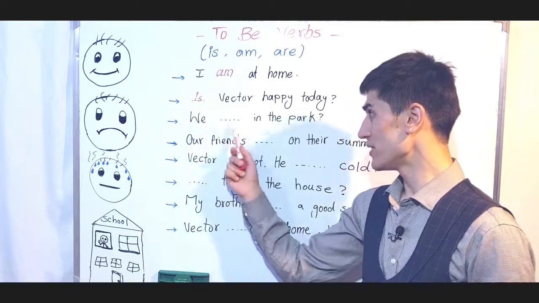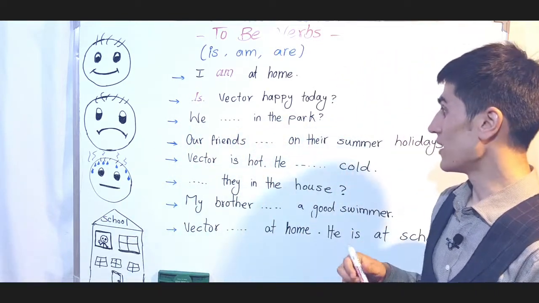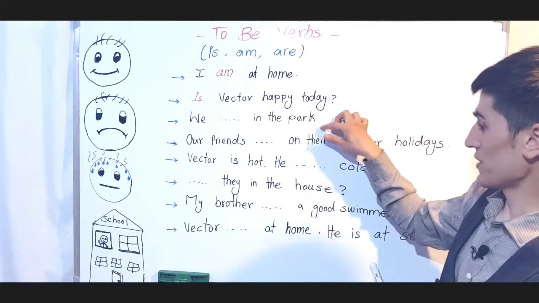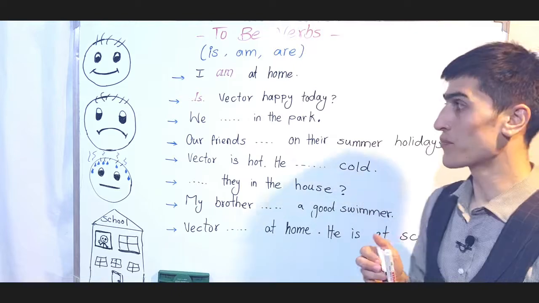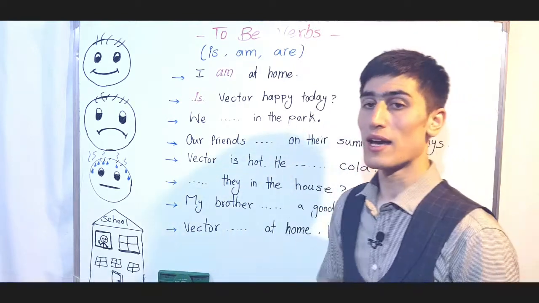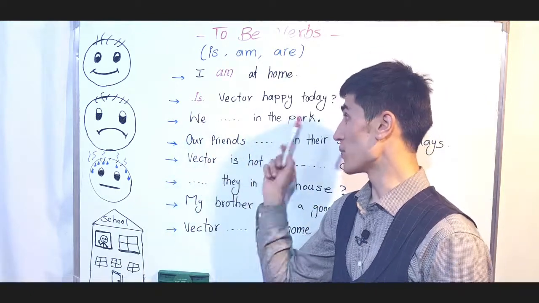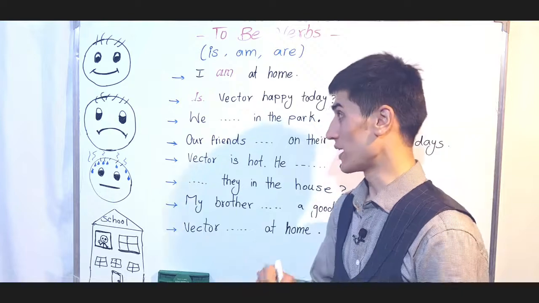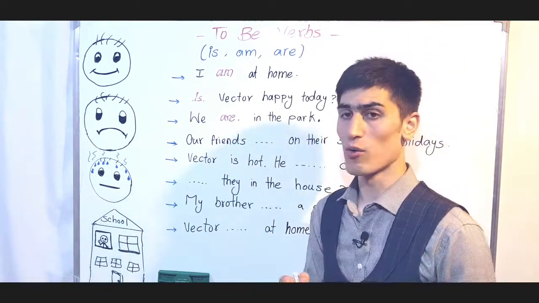Next example, we in the park. What to be verb do you use here? Okay, it's not a question actually. Let me change it to a period or dot. Now this is not a question sentence, or an interrogative sentence. It's a positive sentence. We in the park. The answer is are. We are in the park.